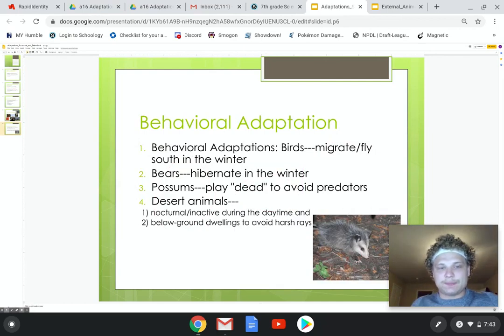So last part, behavioral is a little bit harder just because you can't physically point at it. You can't physically see it. But behavioral adaptations would be to migrate, fly south in the wintertime. It gets cold. There's not as much resources around. Time to take the population and fly south where there's more resources. Or bears, hibernation in the winter.